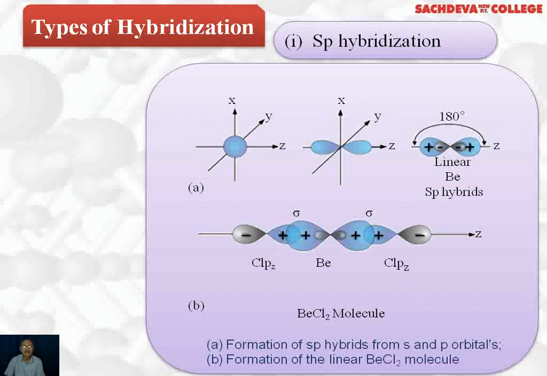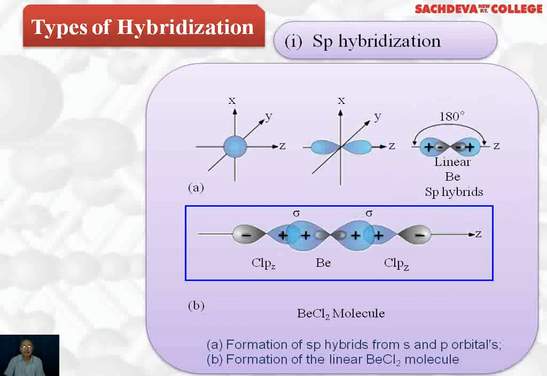Hybridization taking place will be sp. One s orbital will mix with a p orbital. The first diagram shows the s orbital, the second diagram shows the p orbital. They are mixing with each other to form sp hybridized orbitals. Now the two sp hybridized orbitals will have a linear shape with the bond angle 180.